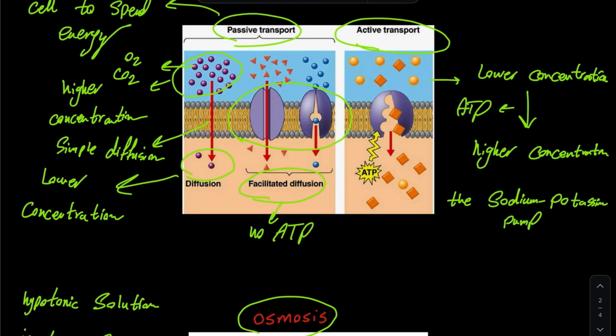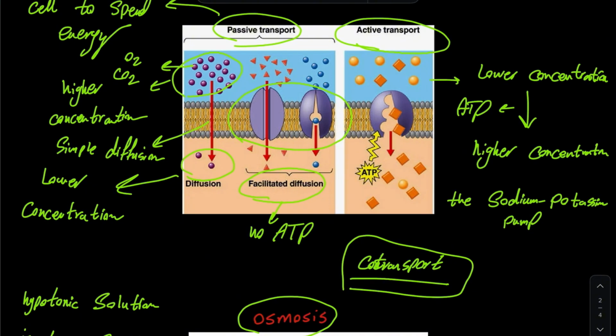Cells can also perform co-transport, sometimes called secondary active transport. In this mechanism, the energy stored in the gradient of one substance is used to move another substance across the membrane. For instance, the movement of sodium ions into a cell can help transport glucose into the cell at the same time.